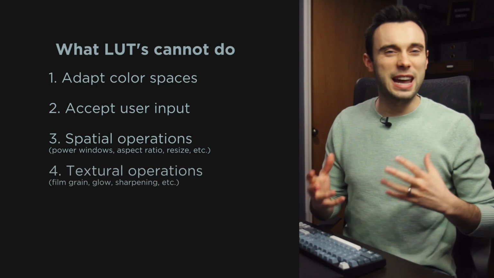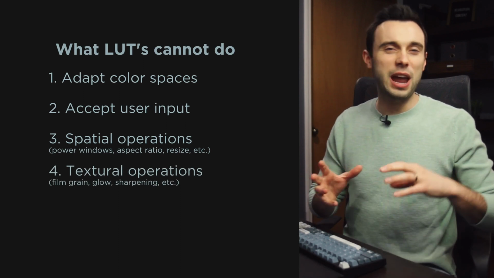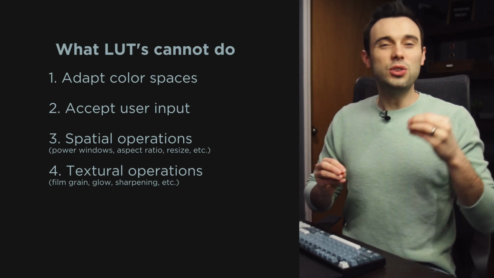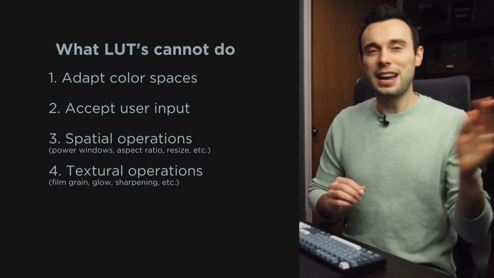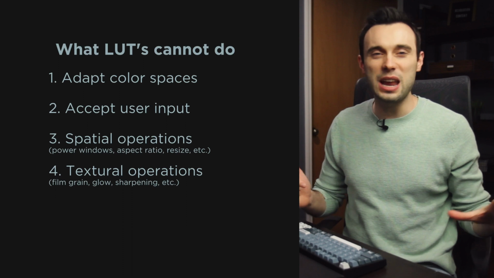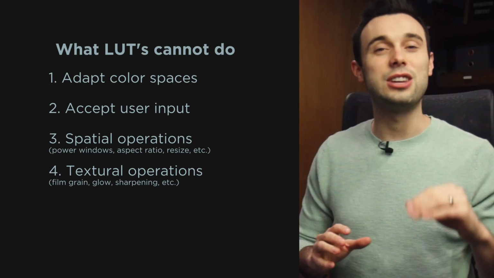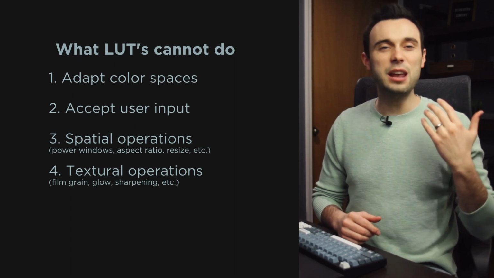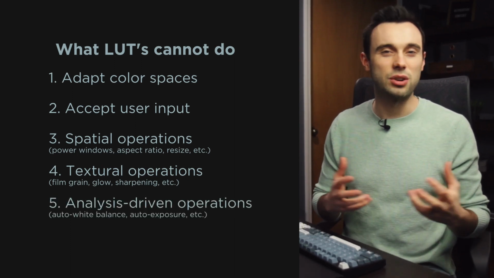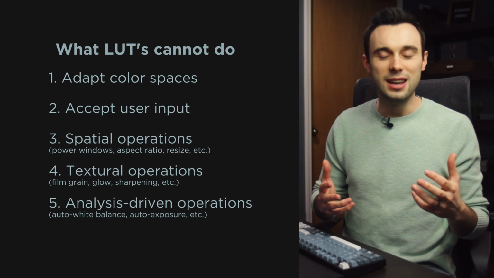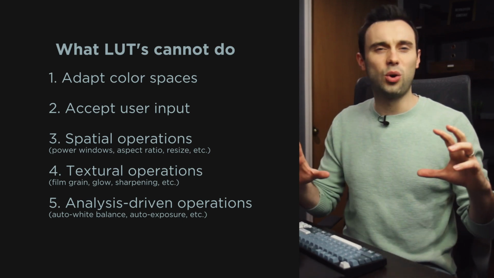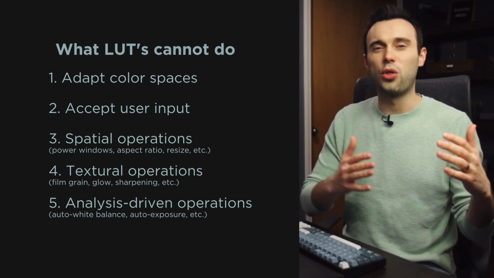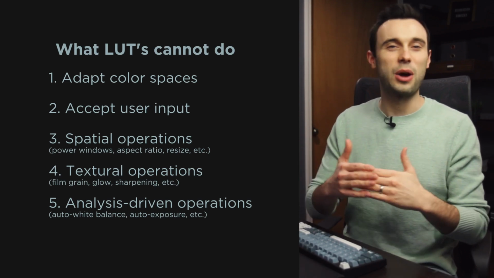Fourth, it can't perform textural operations. Think film grain or glowing, halation, noise reduction, sharpening, softening. When you use a film print emulation LUT, it's not going to be adding any sort of film grain, gate weave, or spatial texture. It just affects color and contrast. And finally, LUTs can't perform any sort of analysis-driven operations like auto white balancing. It's not going to be observing your shot as a whole and making subjective calls about where the white balance should be, or the auto exposure, where that should sit throughout the shot.